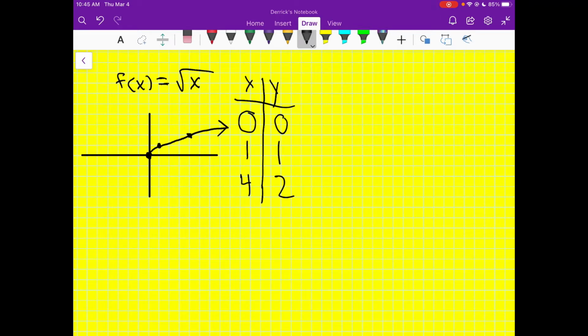Right, we're consistently going further and further right just to go up a little bit. But we are still going to continue going up. It doesn't ever flatten out. It'll always continue going up a little bit at a time. But this is your parent function for a square root graph.